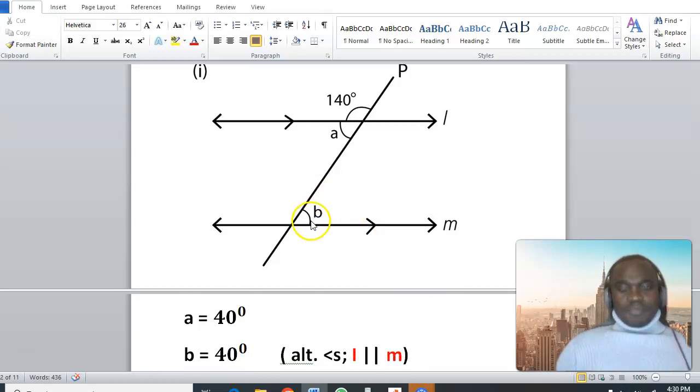Then we can easily find B without calculating, because this line is parallel to this line. Why? Because of this arrow, these two lines are parallel. If they are parallel and this is our transversal line, it means A is equal to B, alternate angles. So since A is equal to 40, B is also equal to 40 degrees. So that is alternate angles.